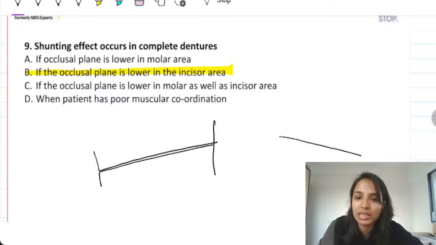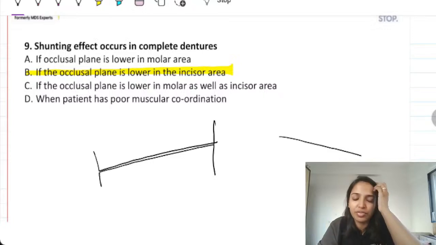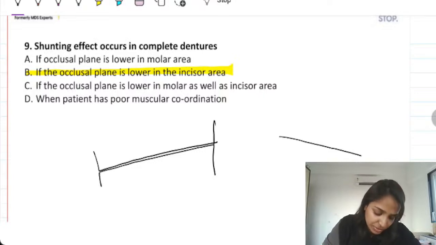Option number C creates the maximum confusion here. So I would like to add that I believe if it was written, if the occlusal plane is lower in molar or incisor area, then I would go for option number C. When it is lower in both areas simultaneously, then there is no shunting effect. So correct answer here is option number B, which is lower in the incisor area. If the plane is too high, posterior plane is too high, anterior is low, chances of denture slipping out of the mouth.